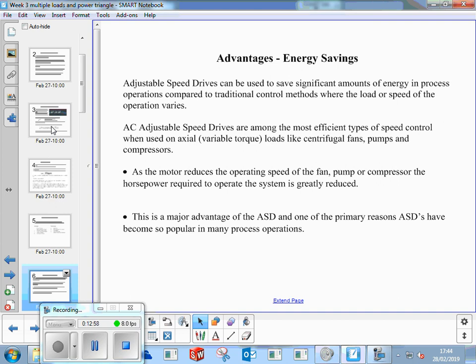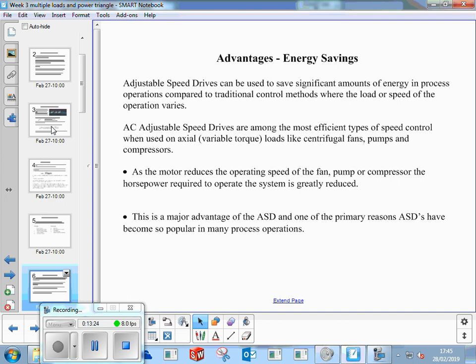So if you think about it, you're going to gain the most if you actually need to speed those things up and down. If you've got a fan that's running 100% all the time and doesn't need to run 100% all the time, then you're going to gain more than if you put a VFD on a fan that does need to run flat out most of the time or all the time. You're not going to gain very much.